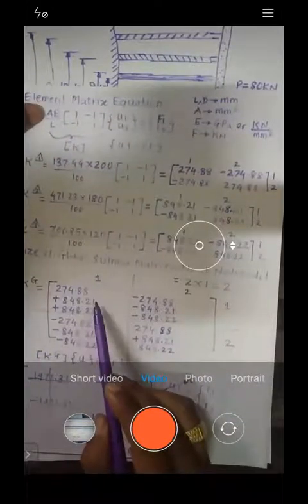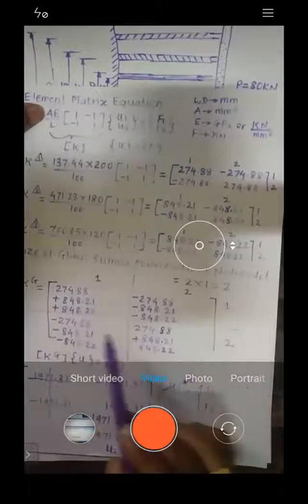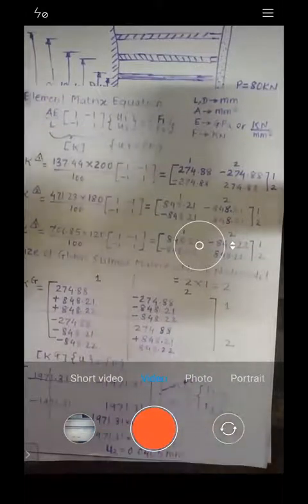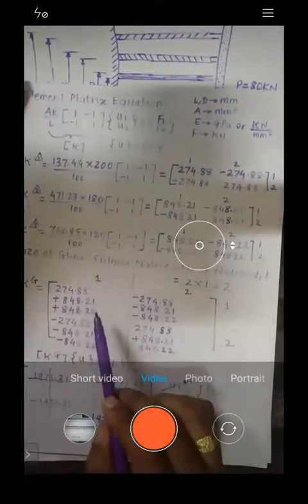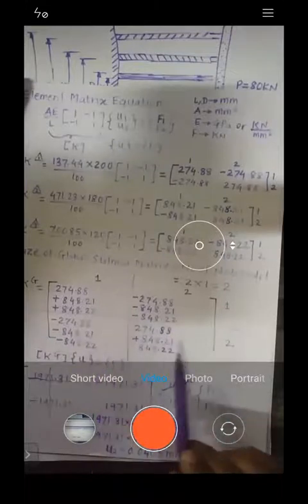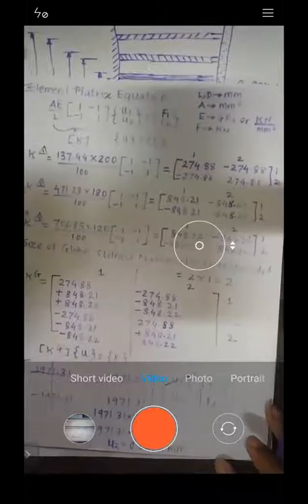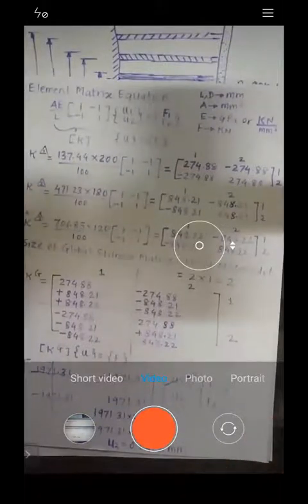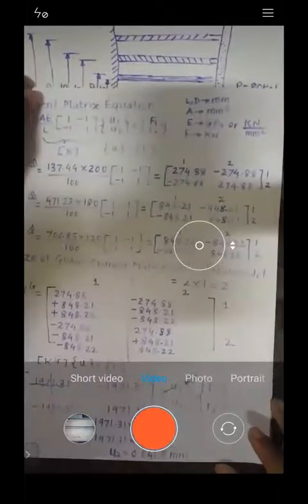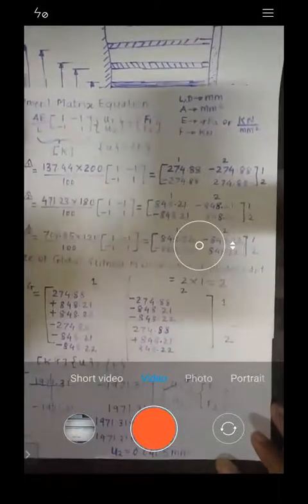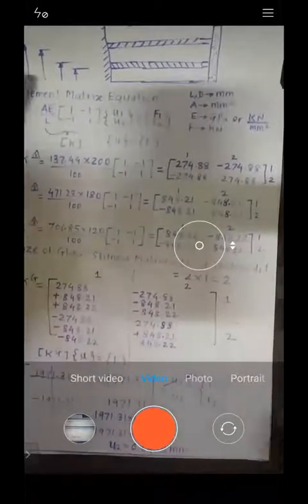See this term, this term, this term, and this term, they are from the first element. Now this term, again this term, and this term, they are for the second element. And if you see this term, again this and this, it is for the third element. Getting this point or not? Yes, sir. Got it.